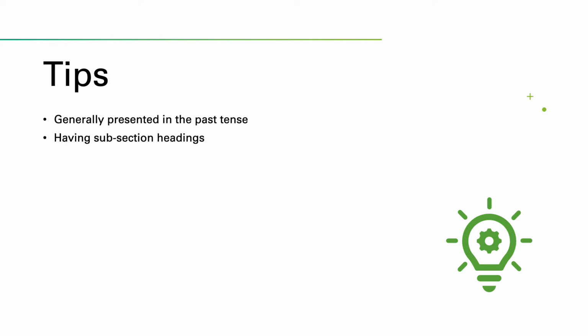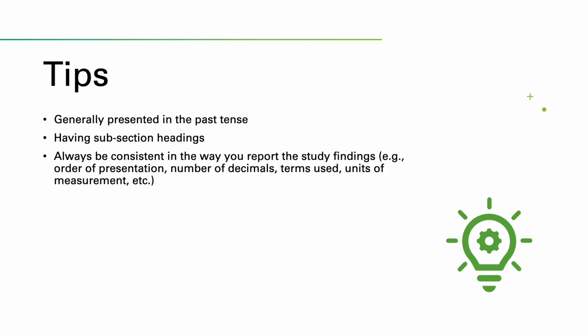Having subsection headings can improve the readability and flow of the results section. And always be consistent in the way you report the study findings, such as the order of the presentation, for example, the exposed group followed by the control group, the number of decimals, the terms used, and the units of measurement. In addition, it's encouraged to include the absolute counts when presenting relative measures. For example, if you're reporting proportions, provide the counts in parentheses.